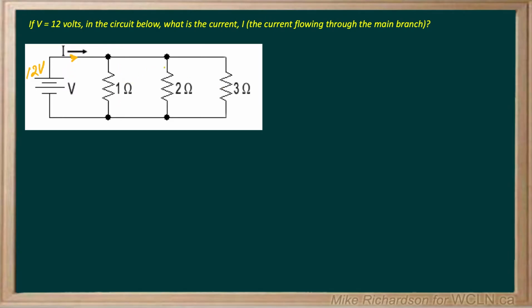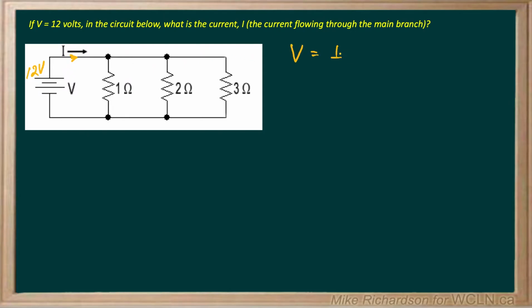So again, we know these are all in parallel because each resistor is across one another. The current splits up, that's your first indication, and the ends of each resistor are all connected together. Top end's all connected together, bottom end's all connected together. Parallel circuit. So if I want to find the current and I know the total voltage, I need Ohm's law.